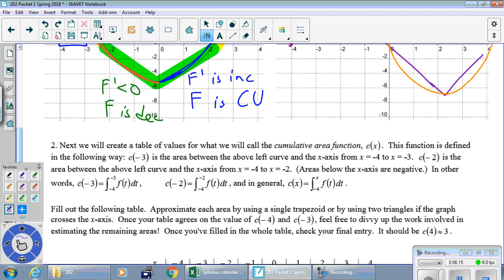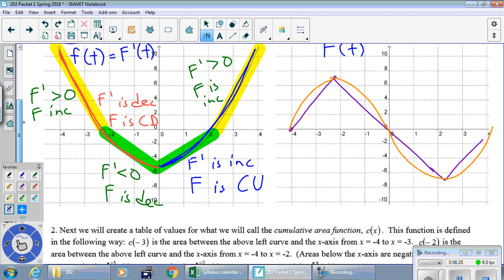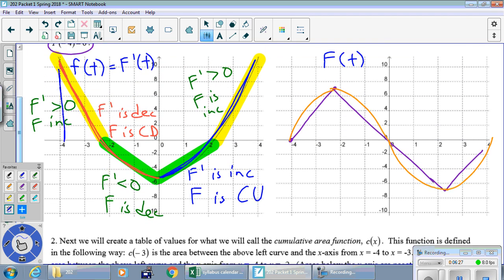And if we keep going here, now I'm over here, C of -2 is the area between the above left curve and the x-axis from -4 to -2. So let's look at that one. So C of -2 goes all the way to here. So it's the area, I guess that piece is positive, and then there's a little piece down here that's negative, but it's the combined net area of those two things. Whatever that number is, that's what we're defining C of -2 to be.